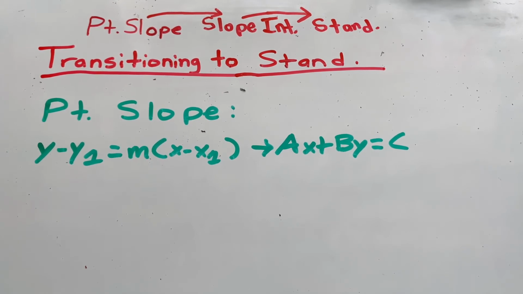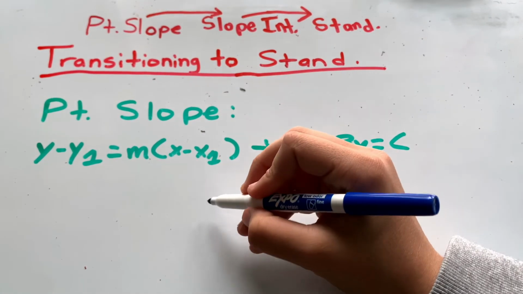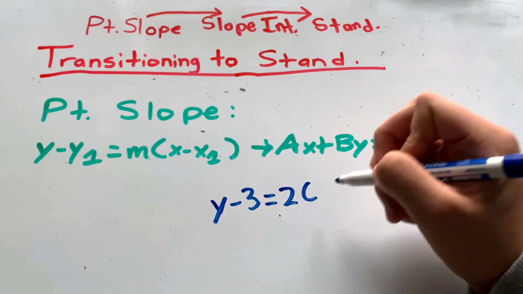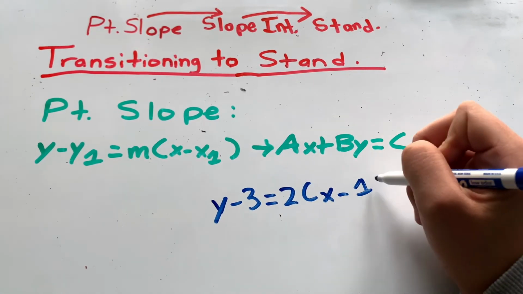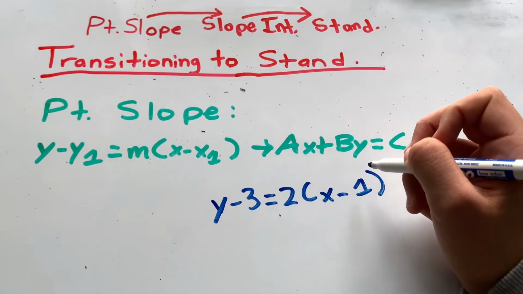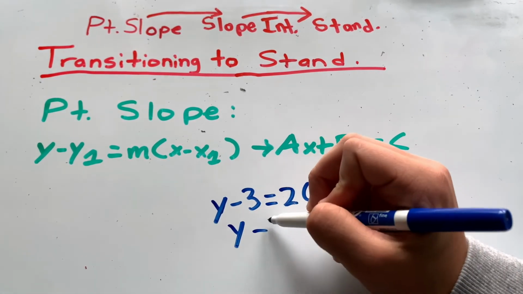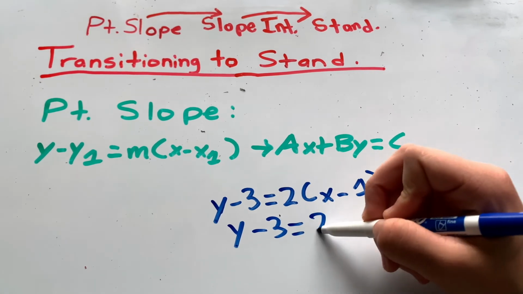Going from point slope to standard form is a little more complicated. We're going to be using the equation y minus 3 equals 2, parenthesis, x minus 1. First we're going to distribute the 2 to the parentheses and make it become y minus 3 equals 2x minus 2.